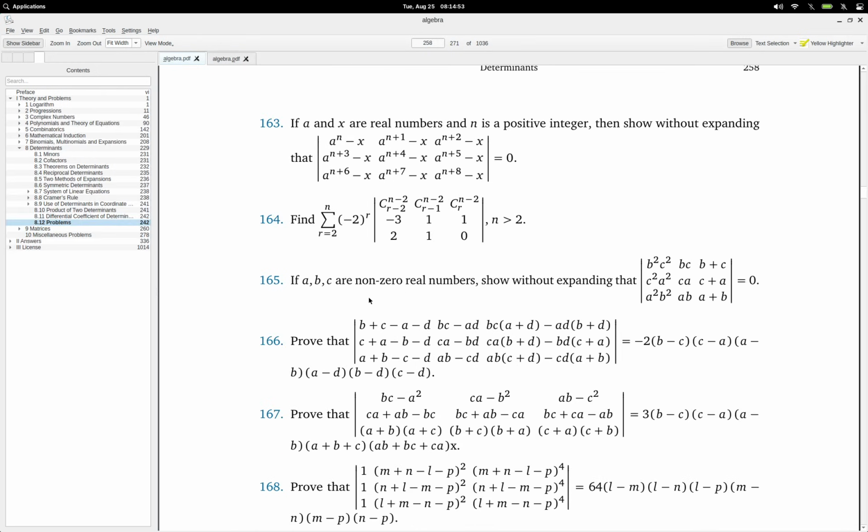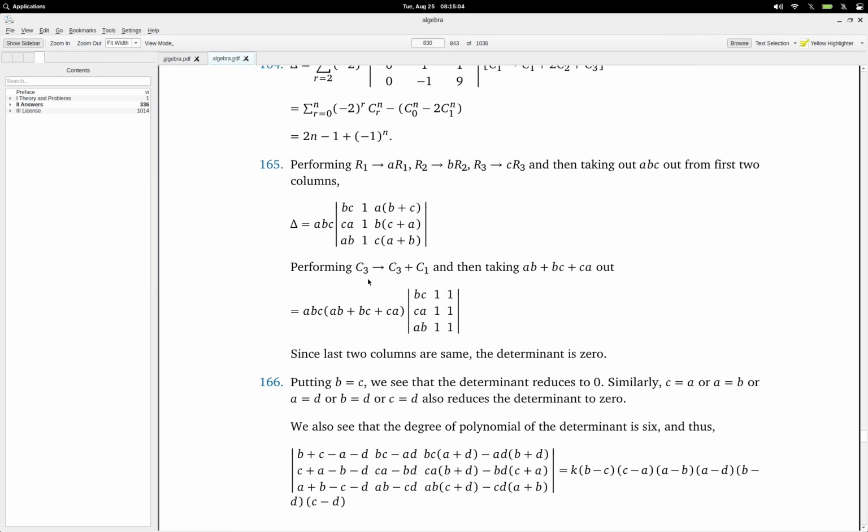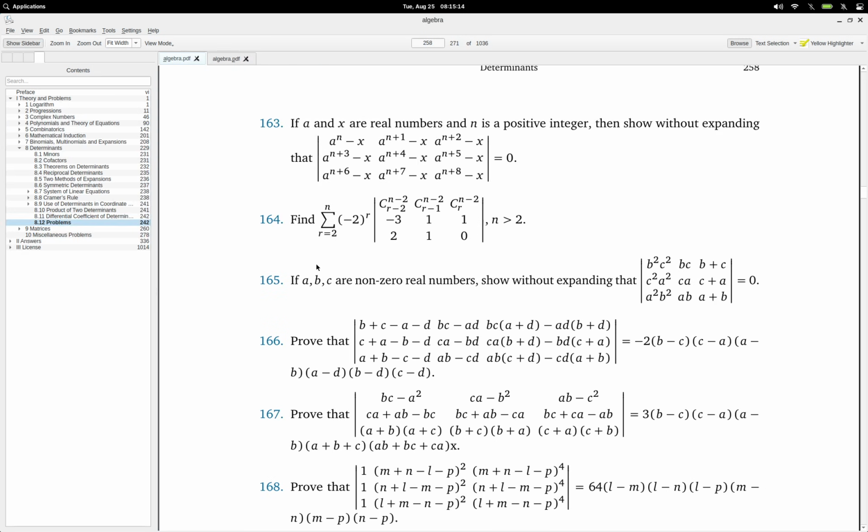So once we do that, we will have ABC outside and BC, CA, AB, 1, 1, 1, A times B plus C, B times C plus A, and C times A plus B. Then we perform column 3 is equal to column 3 plus column 1 and take AB plus BC plus CA out. And that will make column 2 and column 3 same, and the determinant will become 0.